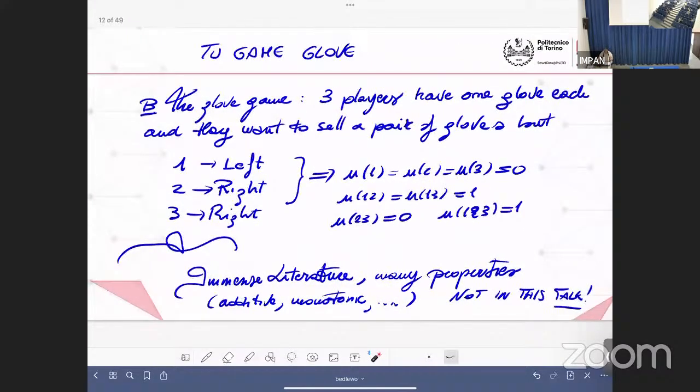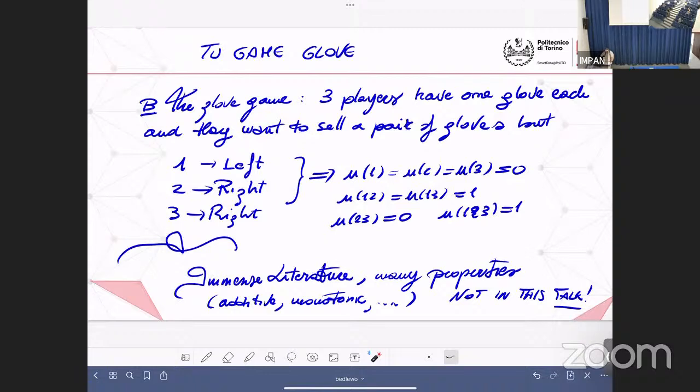This is very famous, practically the first example in all game theory books, the glove game. There are three guys. One has a left glove and the other two have a right glove. They want to sell the gloves, but they need to have a pair. So if they don't put together, they don't gain anything. And this is the form. I will not go on with this.